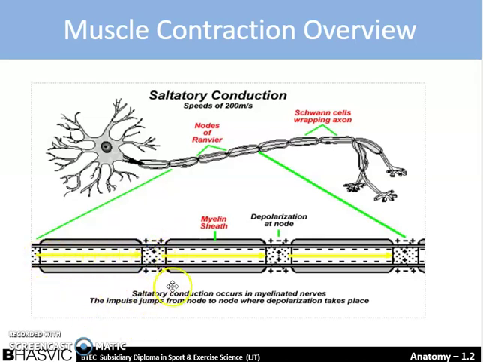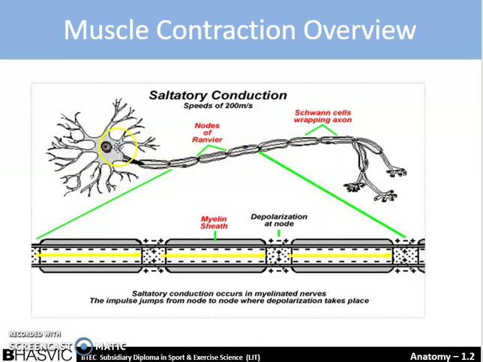The process of saltatory conduction occurs in the myelinated nerves. The impulse jumps from node to node where depolarization takes place. As it's an insulator, it creates a faster transport of the impulse. This electrochemical impulse jumping from the myelin sheath through the nodes is known as saltatory conduction. The wave of depolarization as an electrochemical impulse is released.